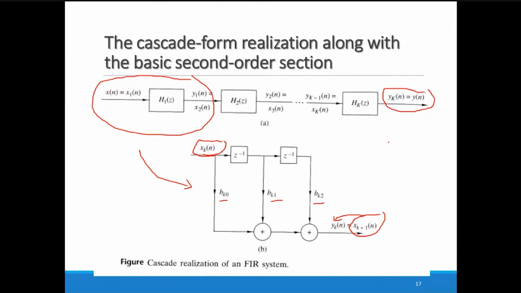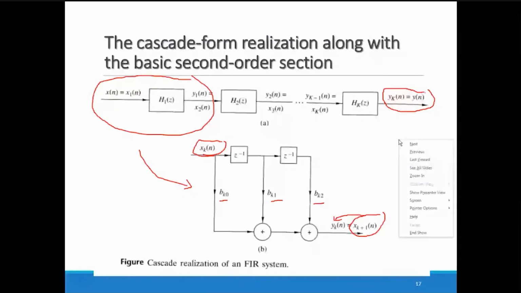Okay, are all of you clear about this, or do you have any query? If anybody has any query related to the cascade form structure, please ask. More about the structure and how you will implement it, we will learn in the examples that we will solve after completion of two more structures.